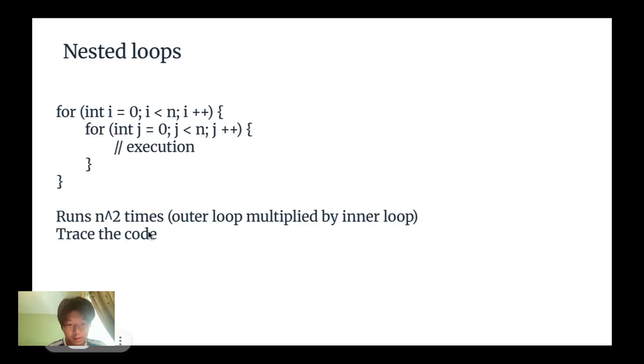It is important to trace the code, especially in the test, to know how many times each nested loop runs. So for example, here you can see the outer loop runs n times, and you can imagine how for each of the n runs, you're also running n times. So that is a total of n squared repetitions.